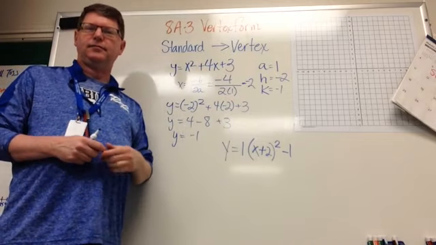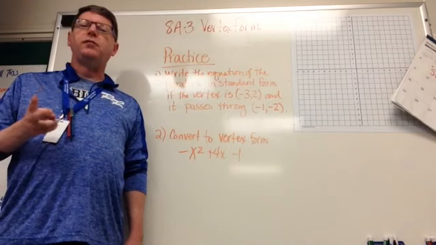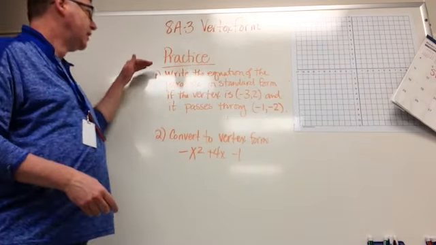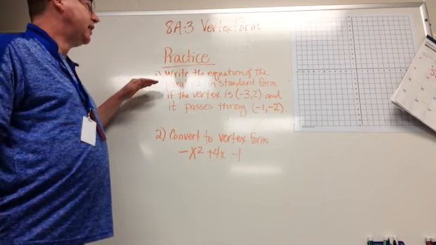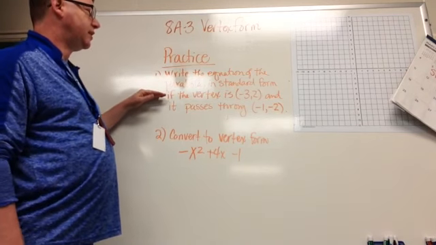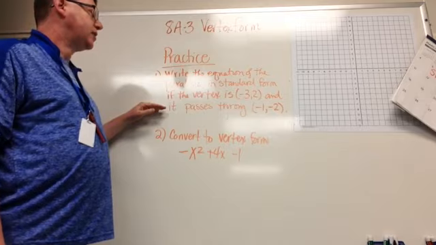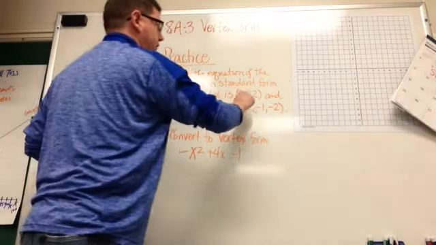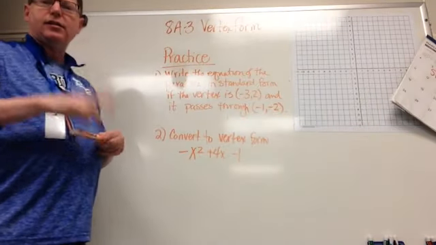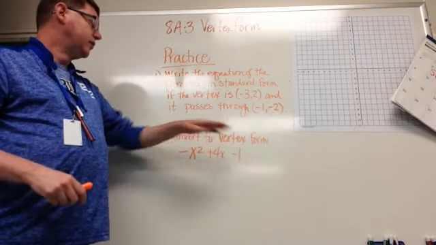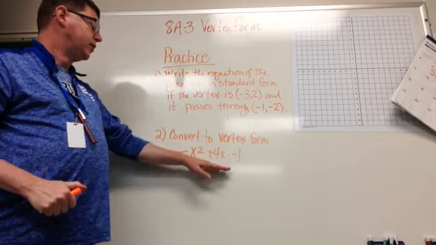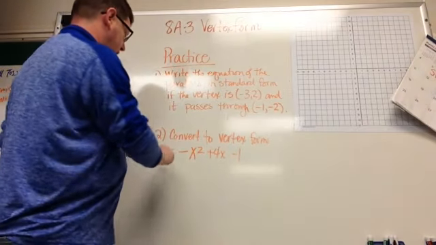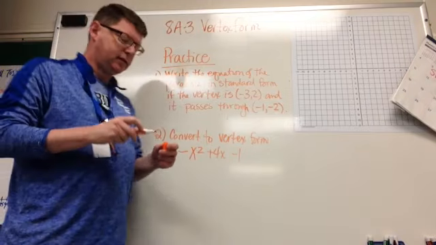You got this. And here are the two problems that I want you to do before you come to Math Workshop. The first one is: write the equation of the parabola in standard form if the vertex is negative 3, 2, and it passes through negative 1, negative 2. The second one is: convert to vertex form y equals negative x squared plus 4x minus 1.